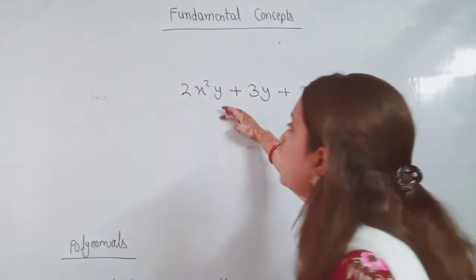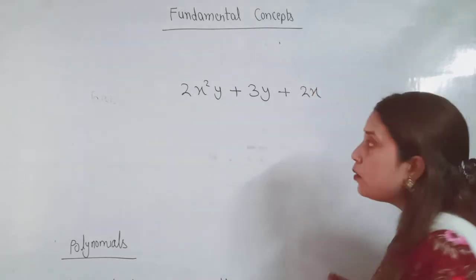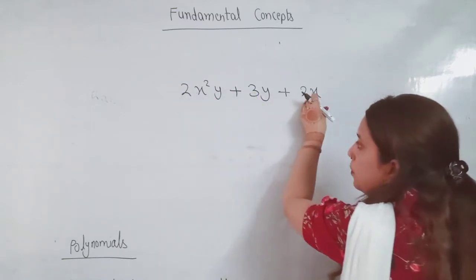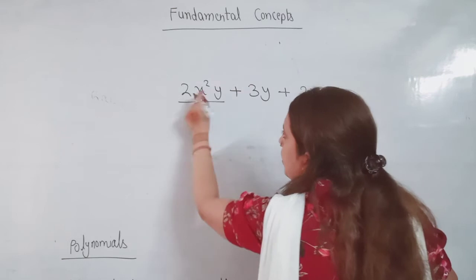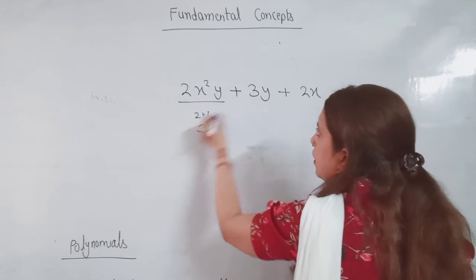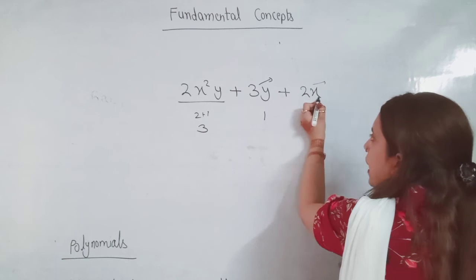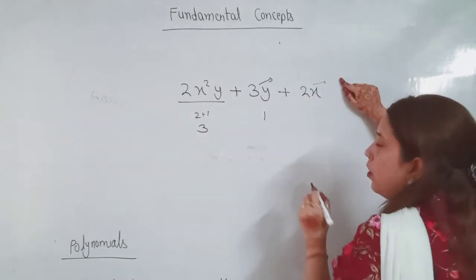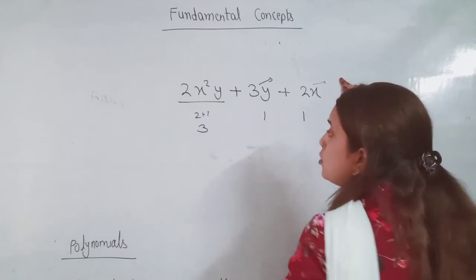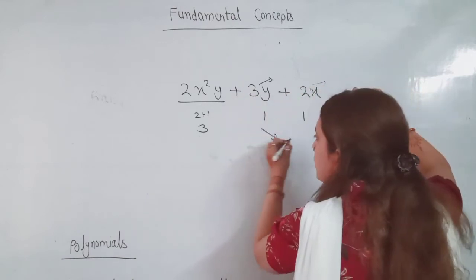How to find the degree of a polynomial in 2 or more variables? Here there are 2 variables, so we will write down the degree of each term. What is the degree of this term? X raised to the power 2 and y raised to the power 1, so 2 plus 1, 3. For 2x, x is raised to the power 1. Always we will check the power of variables. So the highest degree of this polynomial will be 3.